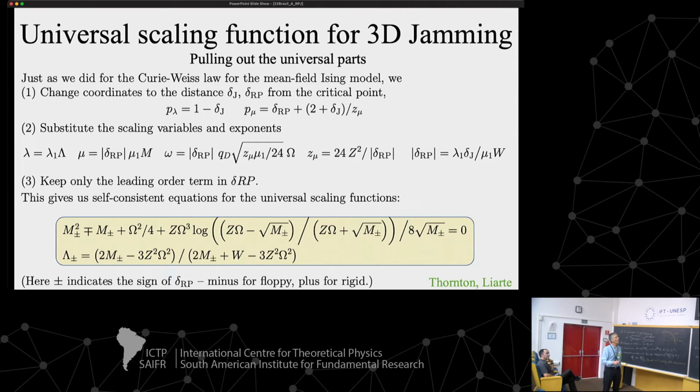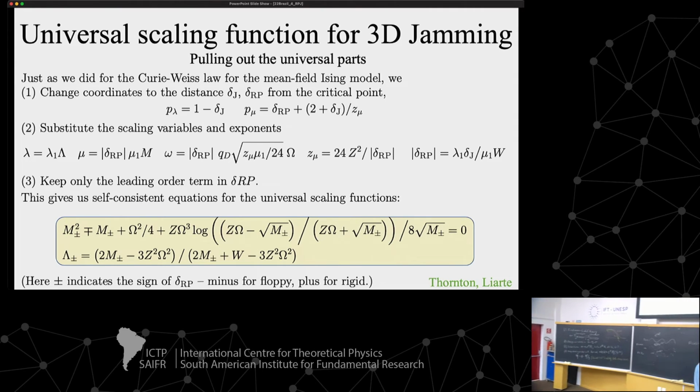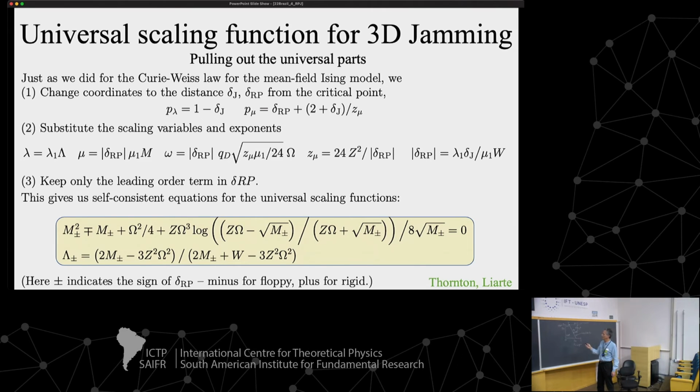And then I have 2 other variables. One is a natural one. This is saying delta J over delta RP is measuring this over this, and we rescaled it by lambda 1 over mu 1. So W is basically the ratio of the 2 deltas.